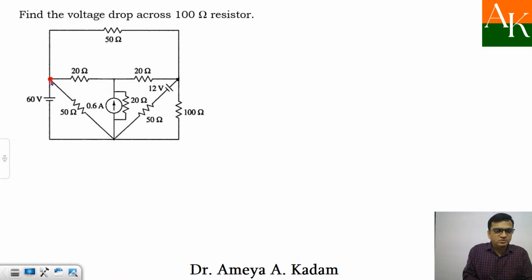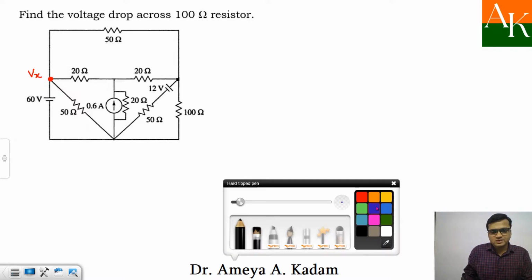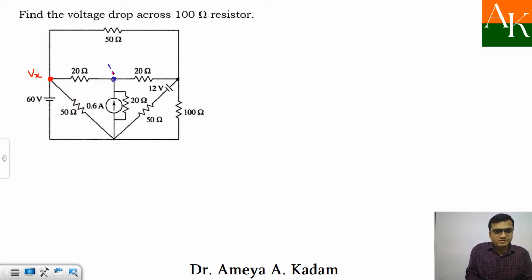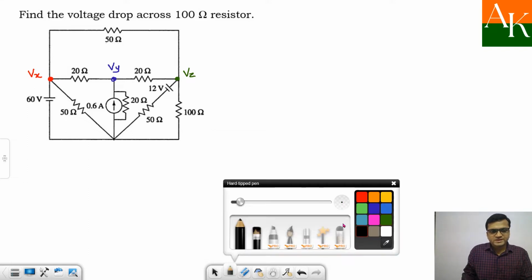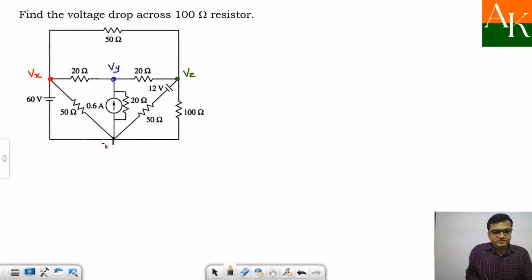So you can find out one node over here. I will assign the voltage at this point as Vx. The second node is over here. I can assign the voltage as Vy, and the third node at this location the voltage is Vz. One more node is there and that I will treat as a reference node.